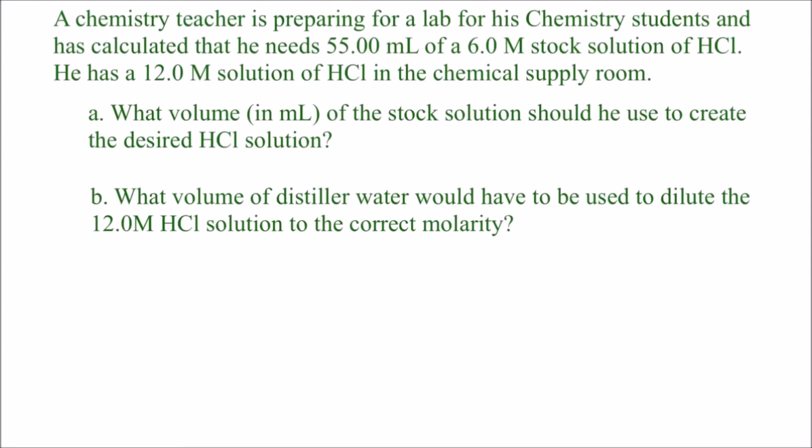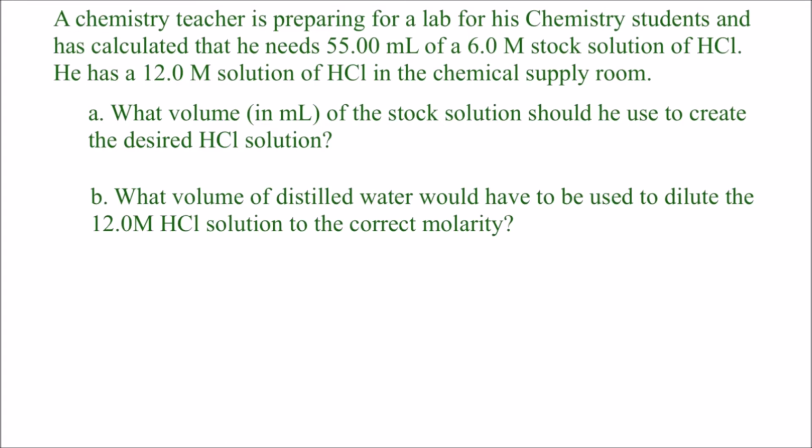A chemistry teacher is preparing for a lab for his chemistry students and has calculated that he needs 55 milliliters of a 6 molar stock solution of hydrochloric acid. He has a 12 molar solution of HCl in the chemical supply room. What volume in milliliters of the stock solution should he use to create the desired HCl solution? And what volume of distilled water would have to be used to dilute the 12 molar HCl solution to the correct molarity? Alright, let's answer question A first.